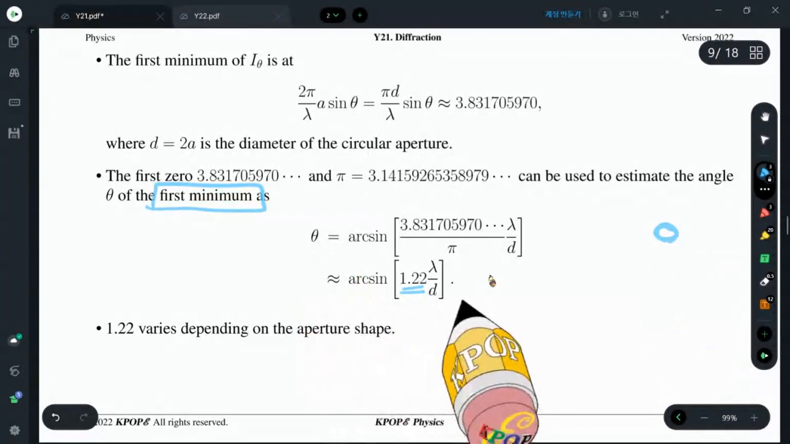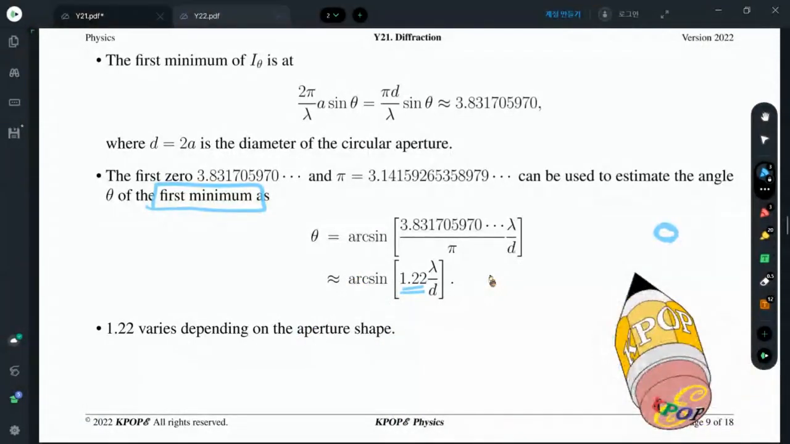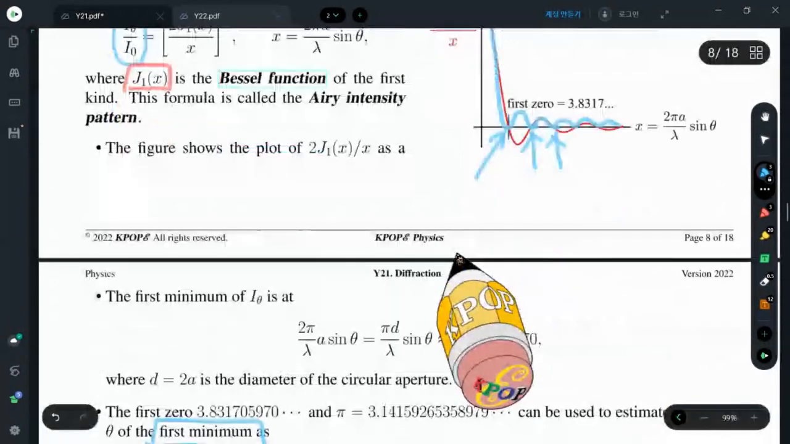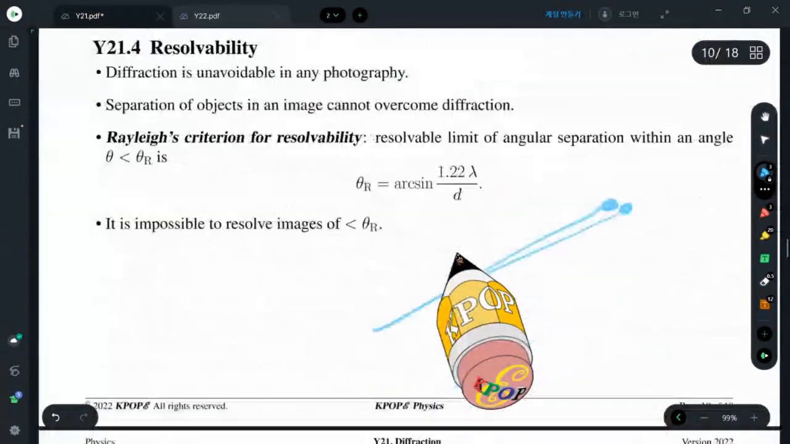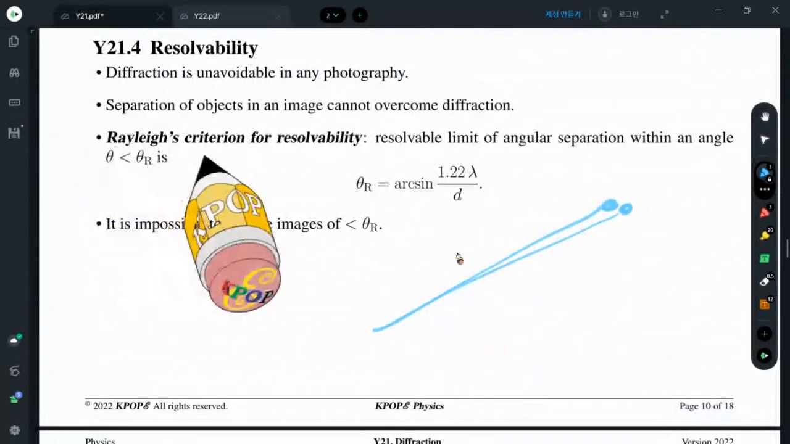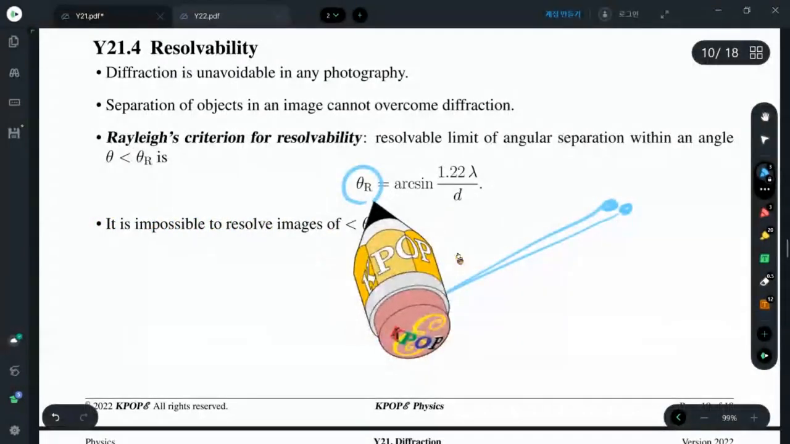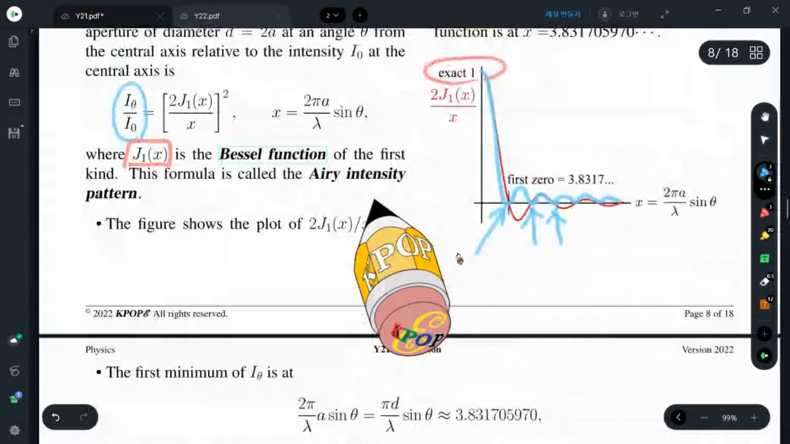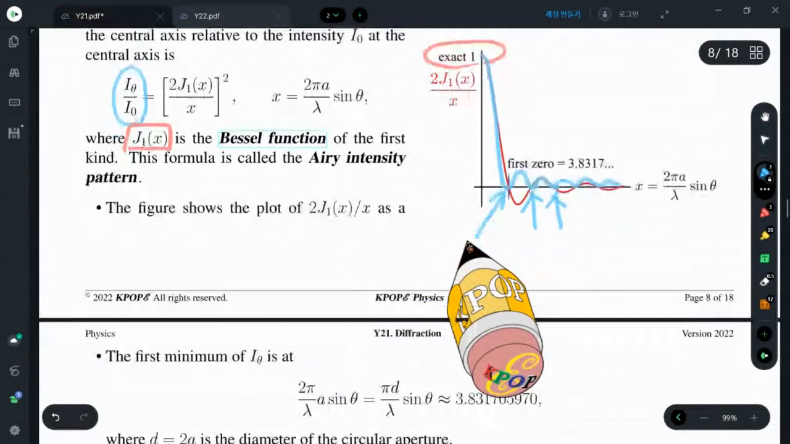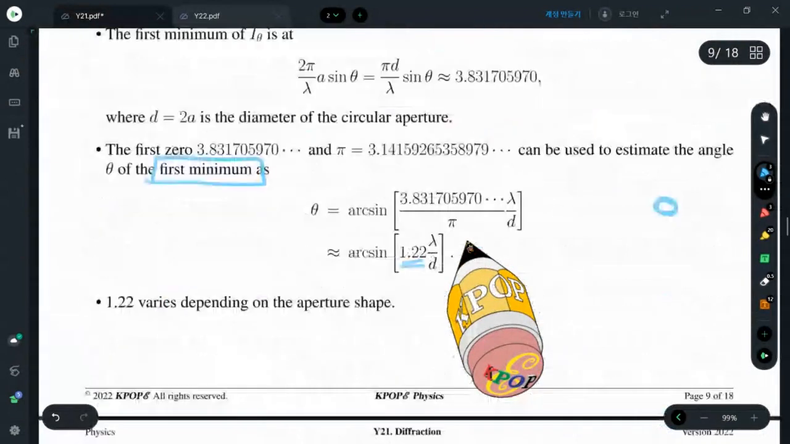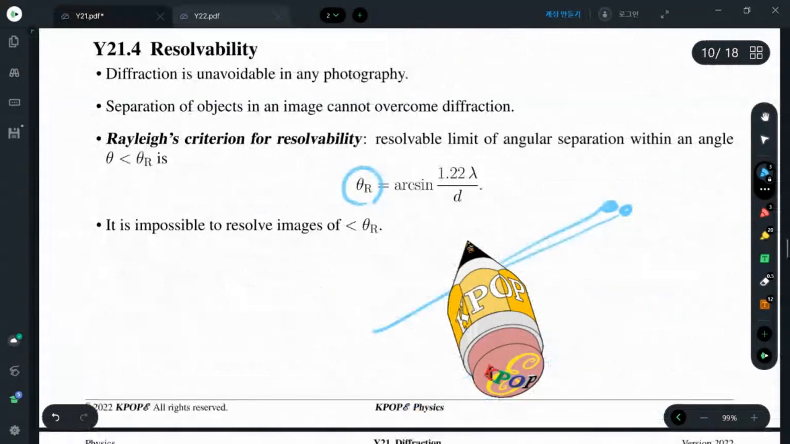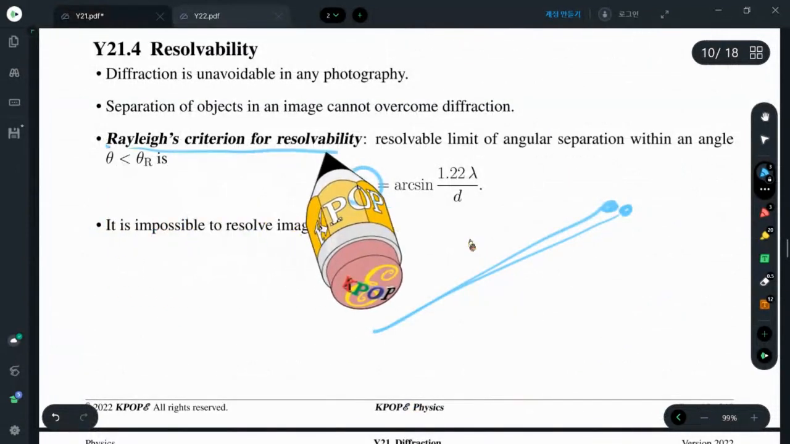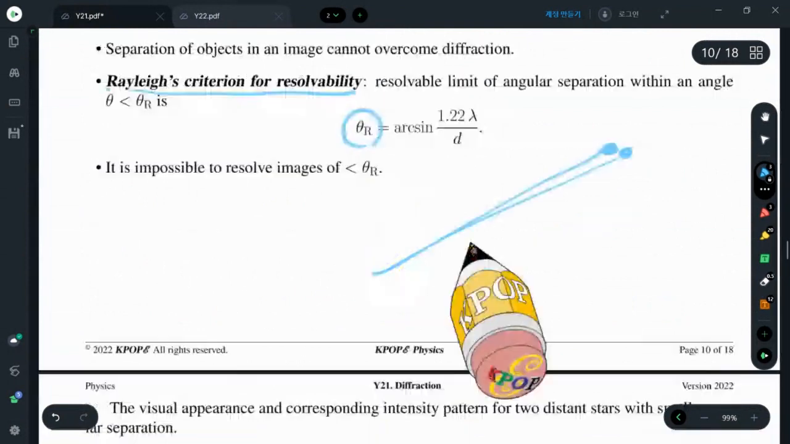Using this formula showing the first minimum of the diffraction pattern to the general case, we say theta_R is the angular position of the first minimum due to a diffraction pattern coming through a circular aperture. This is called Rayleigh's criterion for resolvability.